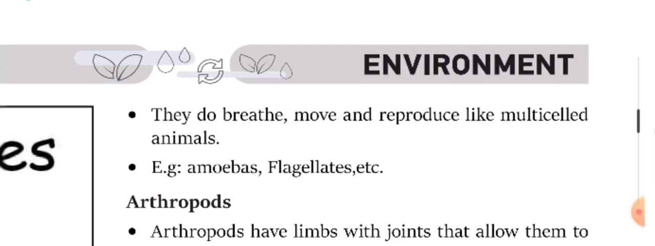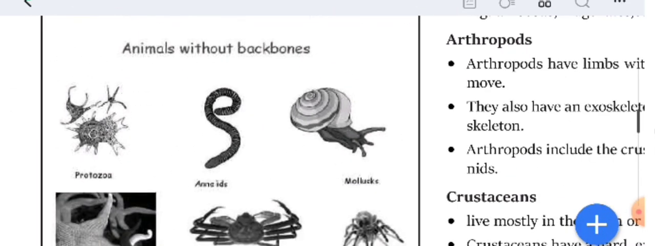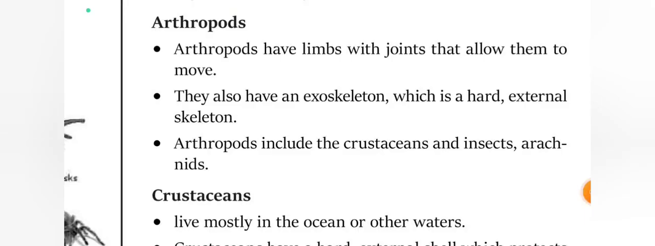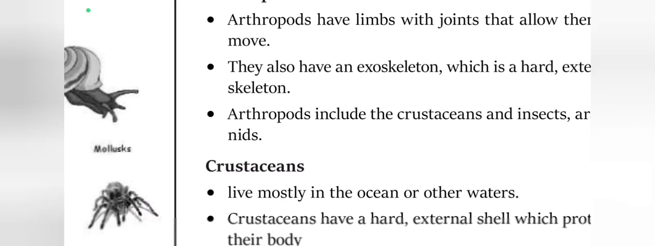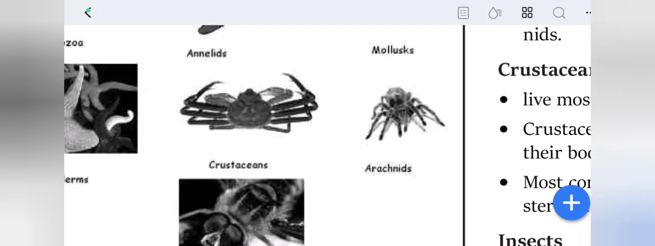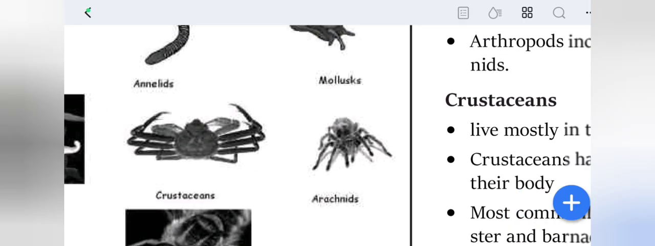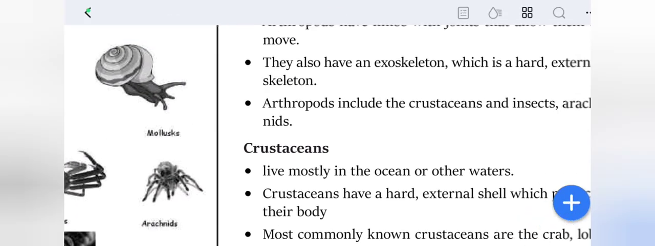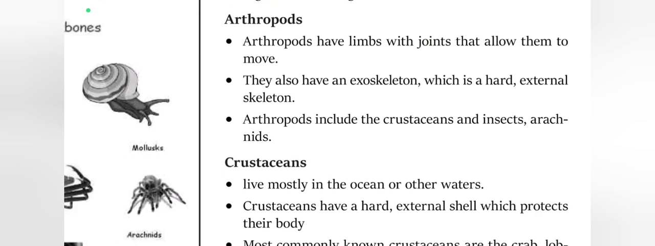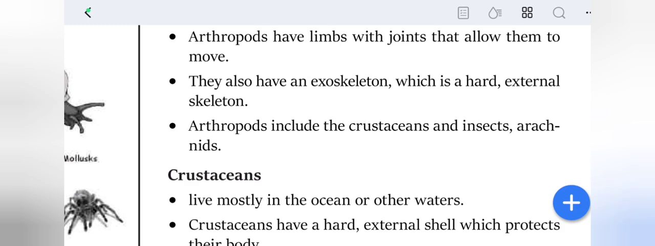Now arthropods. Arthropods have limbs with joints that allow them to move. You can see here the crustacean. They have limbs with joints that allow them to move. They also have an exoskeleton, which is a hard external skeleton. Arthropods include crustaceans, insects and arachnids.